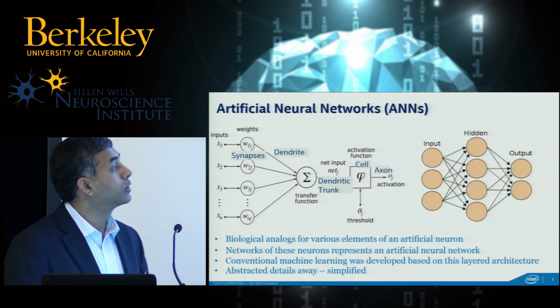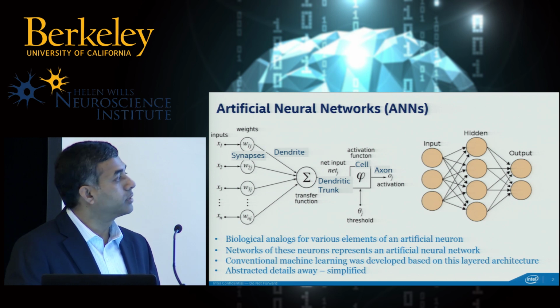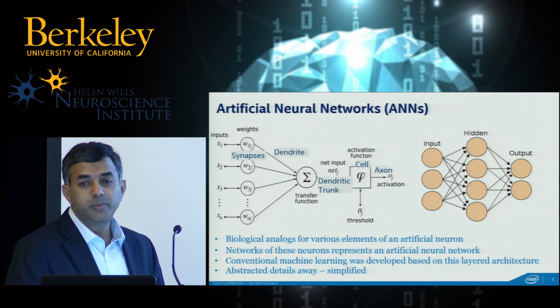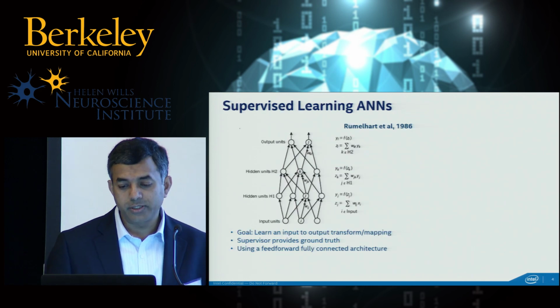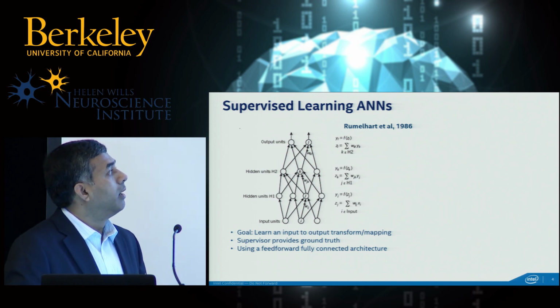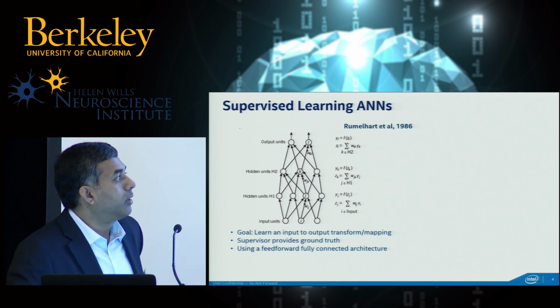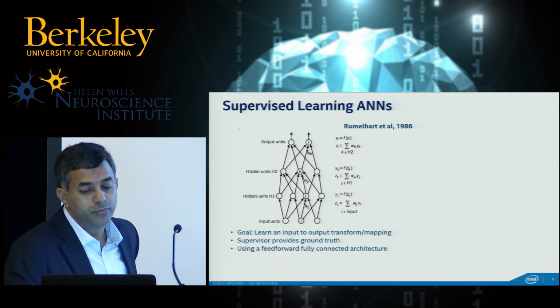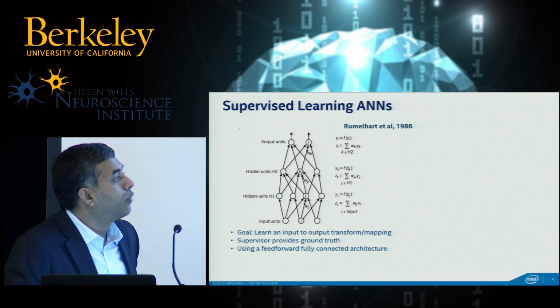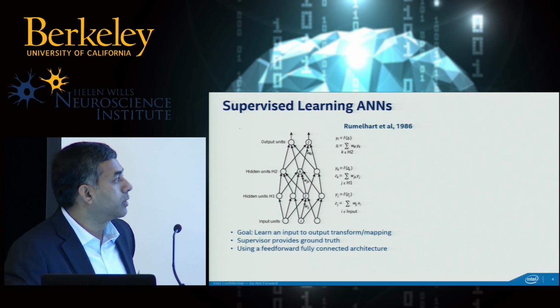You put together networks of these neurons to represent a so-called artificial neural network. Conventional machine learning was developed based on this layered architecture, where the goal was to abstract away as much detail as possible, keep it as simple as possible, and then see what we can do with this. Functionally, what Rumelhart and others wanted, the idea being to learn an input-to-output transform or mapping, in the context where you have a supervisor that provides some sort of ground truth, and you use a feed-forward fully connected architecture where information flows from the input units to the output units, as shown in this cartoon.